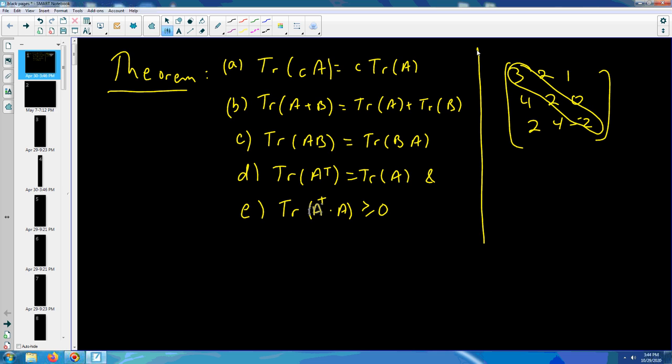So if this was matrix A, then the trace of matrix A would be 3 plus 2 plus negative 2, which is the number 3. It has to be a square matrix. Okay, so let us do the proof of A.